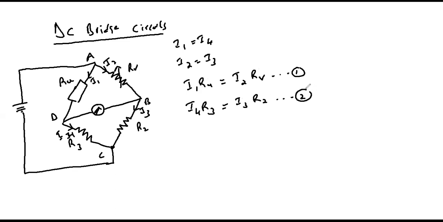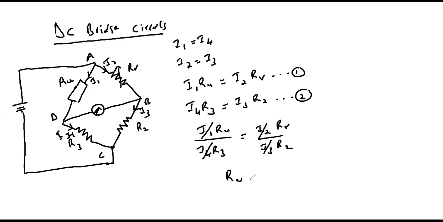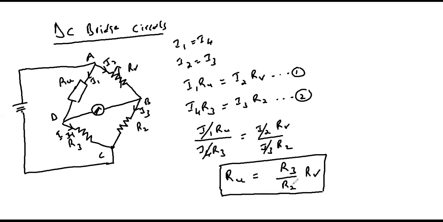Call this equation 2. If we divide equation 1 by equation 2 on both sides, then we can write I1 RU over I4 R3 equals I2 RV divided by I3 R2. But at balance condition, I1 equals I4 and I2 equals I3. And therefore, these 2 will cancel out, these 2 will cancel out, from which we can make RU the subject of the formula, which will be equal to R3 over R2 multiplied by RV. And this is the value of the unknown resistance as a ratio of the variable resistor.